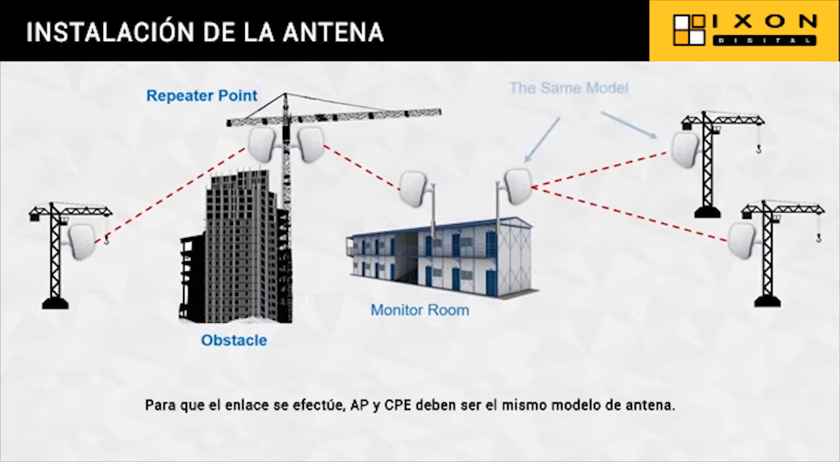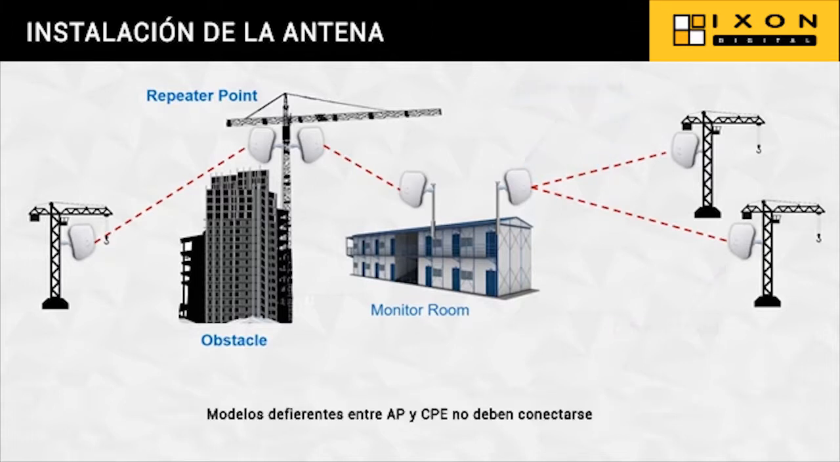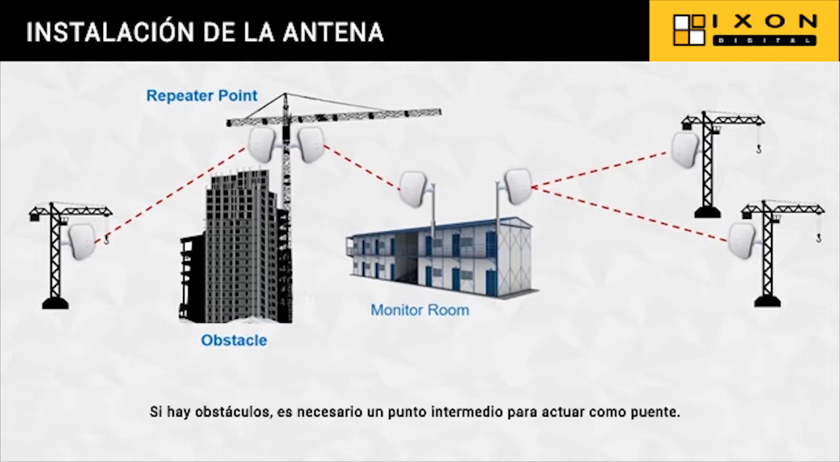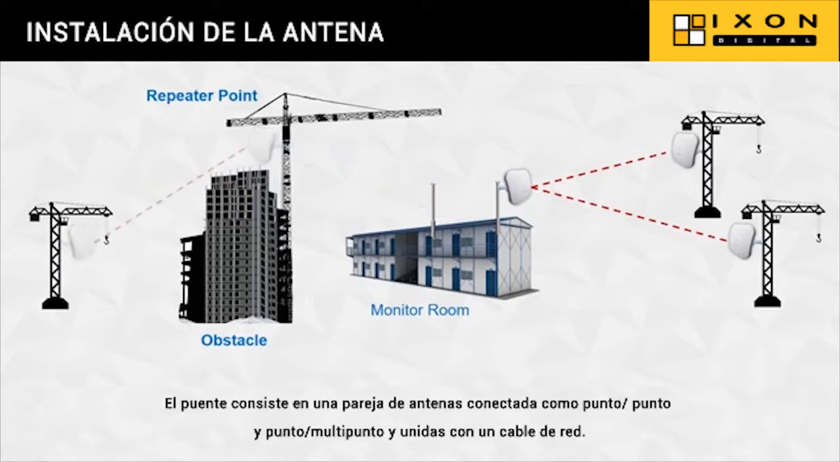In order to complete the connection, AP and CPE must be the same model. Different models of AP and CPE cannot be connected for transmission. If there are obstacles, we need to select a relay point and use repeater mode. Repeater mode is equivalent to 2 sets of point-to-point or point-to-multipoint mode. A network cable is used to connect the middle of the 2 sets of wireless AP.